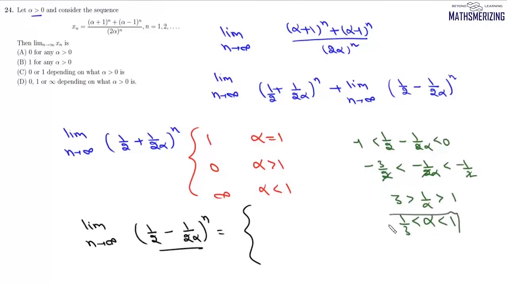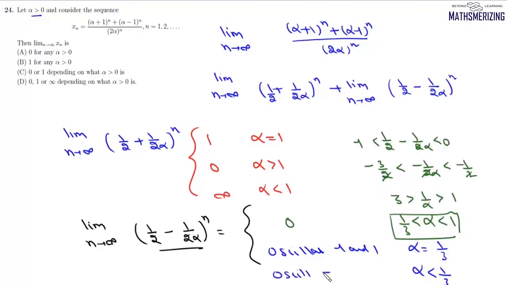So for this case, the value of this limit is simply 0. Now if we take alpha as 1 by 3, we'll get this value as minus 1. So it will be minus 1 to the power n. Then this limit will oscillate between minus 1 and plus 1. And if alpha is less than 1 by 3, then this expression will be less than minus 1. And if it's less than minus 1, then this limit will oscillate between minus infinite and plus infinite.